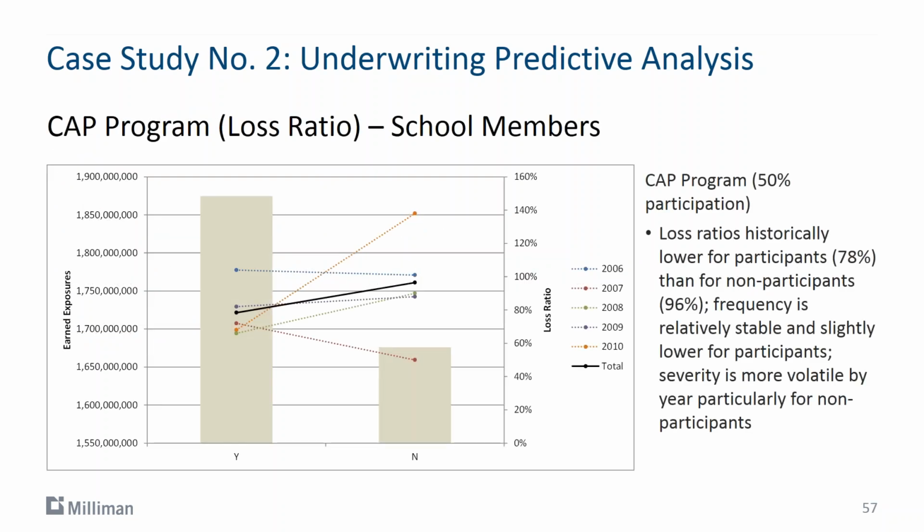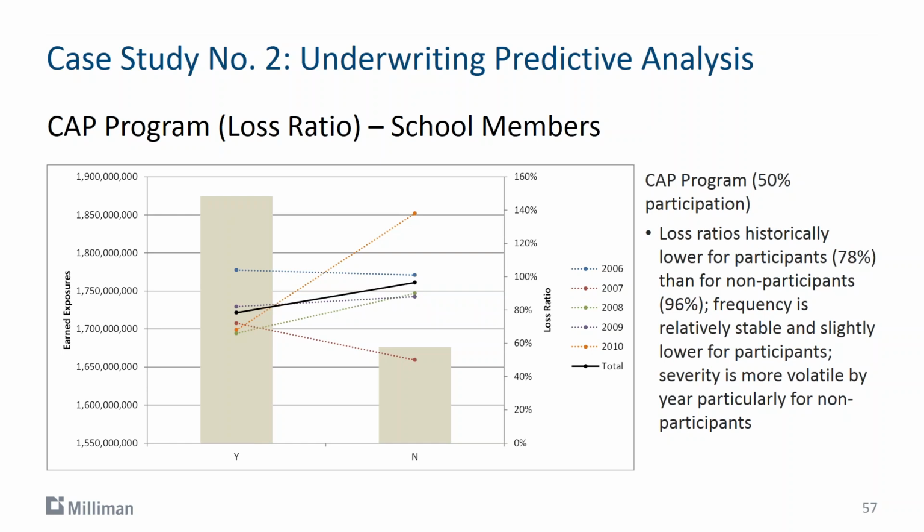Okay. So again, we're just going to start to illustrate some of the results that we had for this analysis. Similar to the prior case study, the bars represent the volume or the premium, or the exposures for this one, in the different buckets. So yes versus no. Yes would be, yes, they participate in the CAP program, so they have that cap on how much their rates can increase each year. So this is looking at just school members.